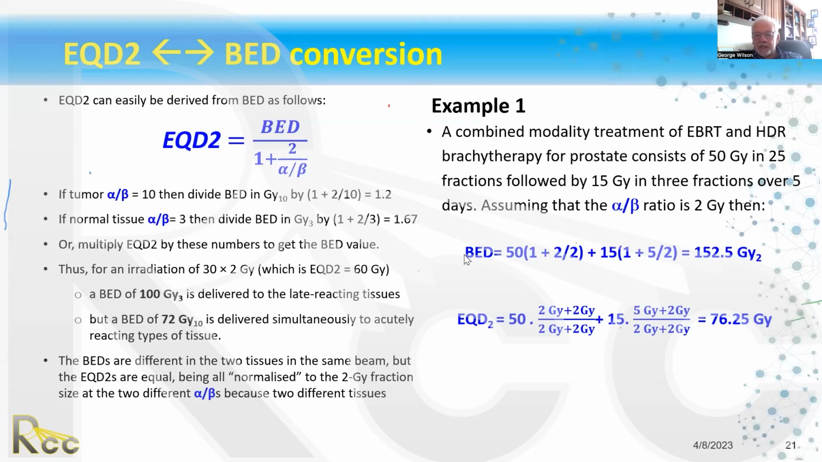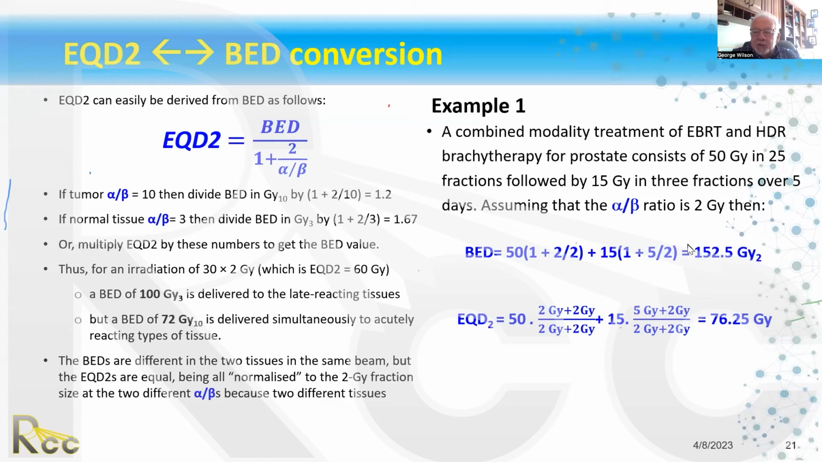And so calculating the BED for these 2 schedules, this is the external beam, 50 gray. This is the brachytherapy. We get 152.5 gray 2. When we calculate the equivalent dose in 2 gray, obviously the first part is 50 gray. But now we're adding the brachytherapy where we're giving a higher dose per fraction. When we combine these two, we get an equivalent dose in 2 gray of 76.25. Again, you can see that the BED is almost twice as high as the equivalent dose in 2 gray. And so this is where the confusion between these two comes in.